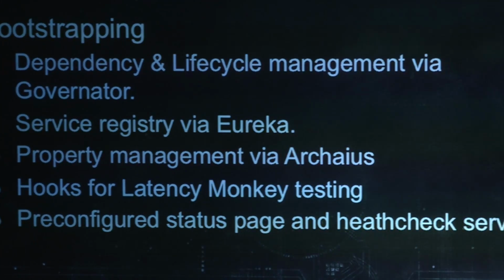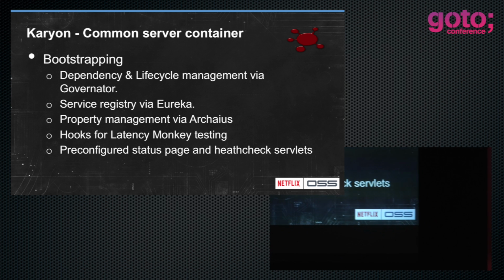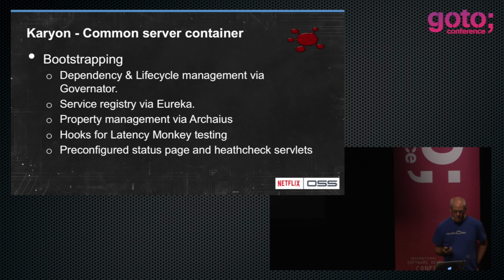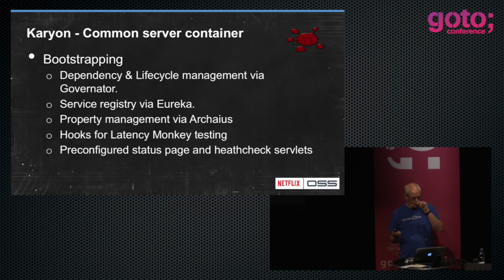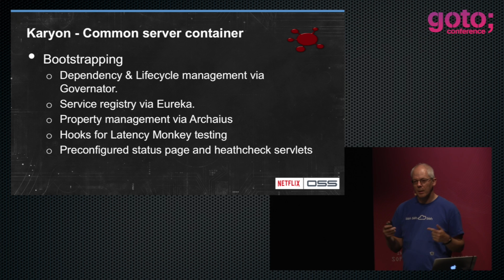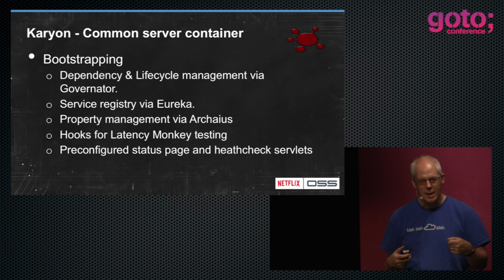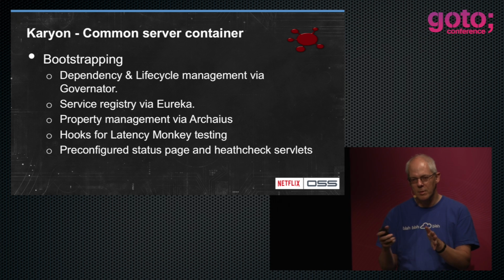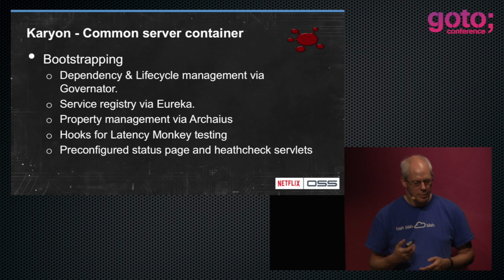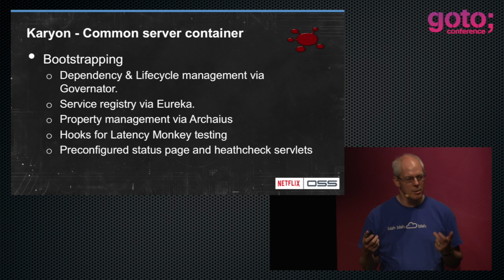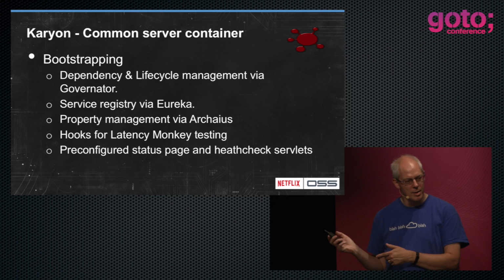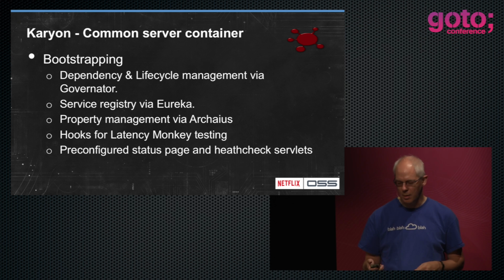So Karyon is the server container. It's got all this lifecycle management in it, service registry, property management. It's got hooks for the Latency Monkey. Latency Monkey injects delays and errors into the system to simulate failures. And then it pre-configures a status page and a health check. So almost all of the services at Netflix started out as this, and then you just add your own code in the back end of it.